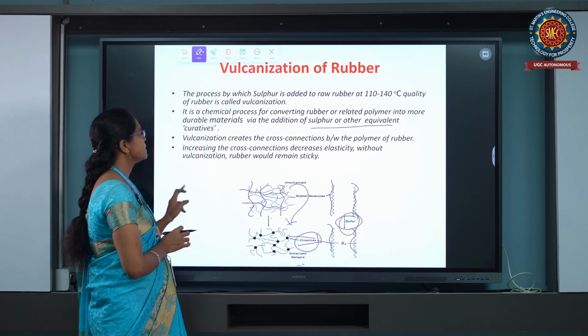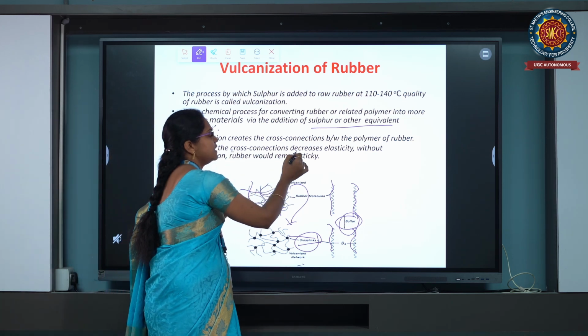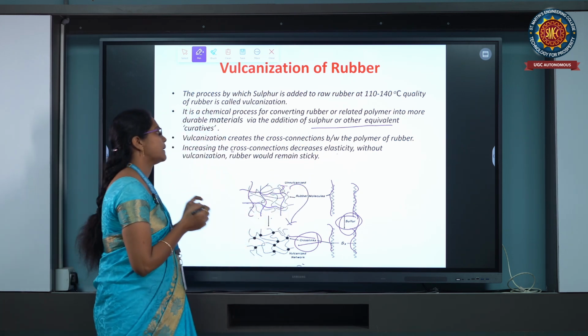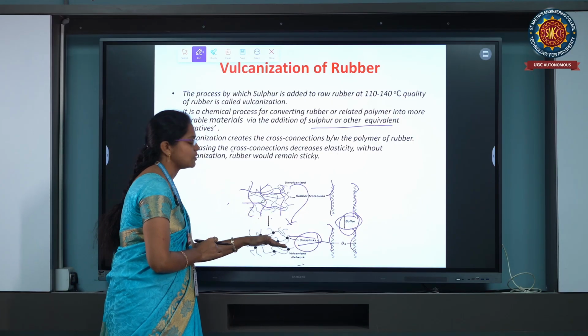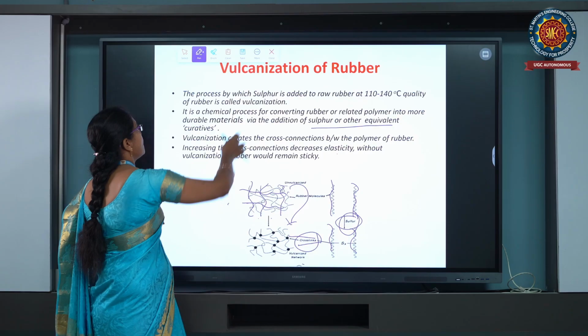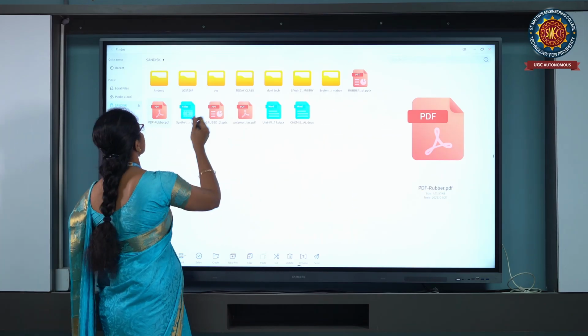Okay, this cross-linking decreases the elasticity of the rubber. Stiffness increases. The vulcanization process also increases stiffness. That is the vulcanization process. Next one.